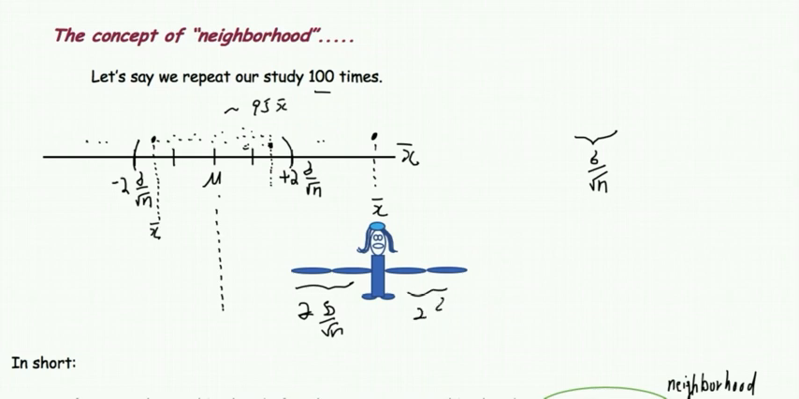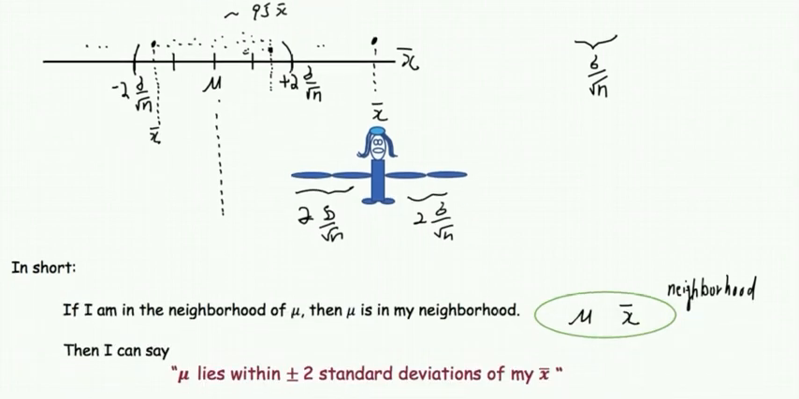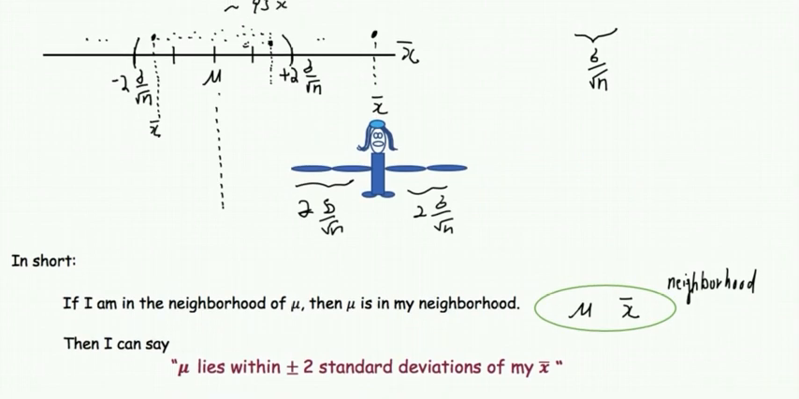So I have my own neighborhood. But this time, unfortunately, mu is too far. Mu is out of my neighborhood. Okay? Why? Because my sample mean is out of the neighborhood of mu to begin with. And that means even if I extend my arms, I cannot capture mu. So the point is, if I'm in the neighborhood of mu, then mu is in my neighborhood. It's a reciprocal concept, right? Neighborhood. If I'm close to mu, mu is close to me.